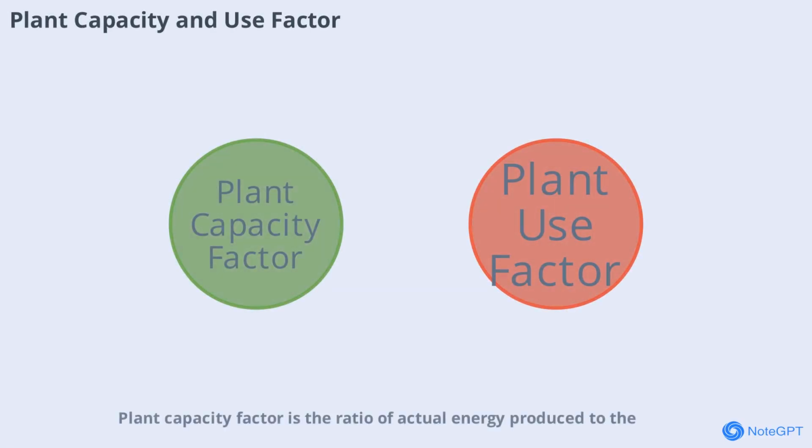Plant capacity factor is the ratio of actual energy produced to the maximum possible energy that could have been produced during a given period. The plant use factor is similar, focusing on the ratio of kilowatt-hours generated to the product of plant capacity and operating hours. Both factors help measure how effectively a power plant is being utilized, guiding decisions on maintenance and upgrades.